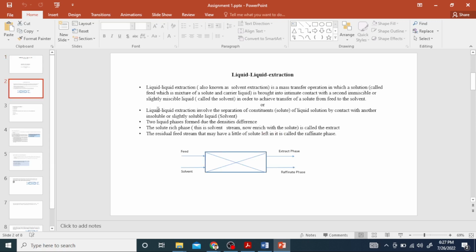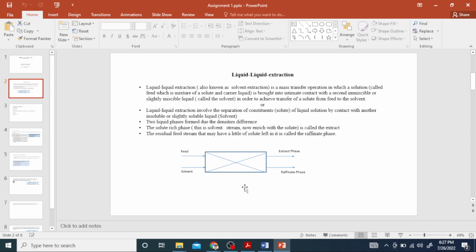So I have prepared theory based on the topic liquid extraction. Liquid extraction, also known as solvent extraction, is a mass transfer operation in which the solution called the feed, which is a mixture of the solute and carrier liquid, is brought into intimate contact with a second immiscible or slightly miscible liquid in order to achieve the transfer of the solute from the feed to the solvent.